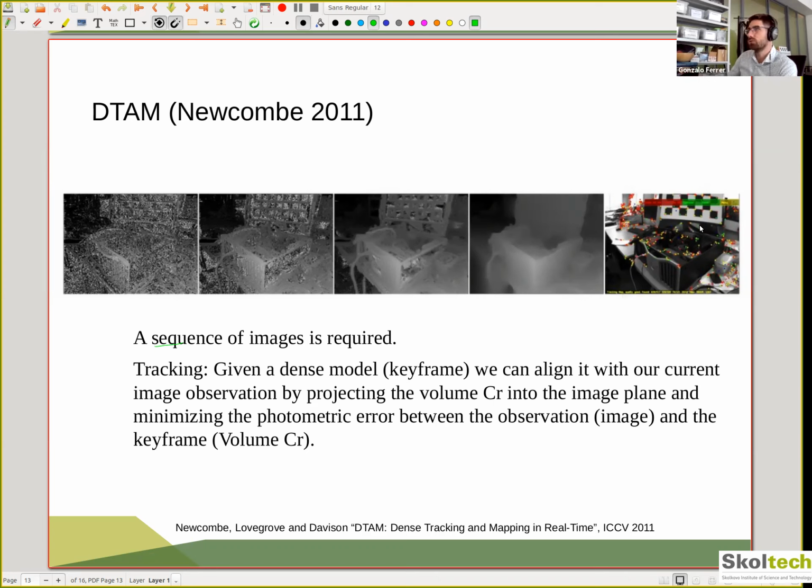So the question is, why is dense better? In some conditions it might be better, if you don't have a lot of texture. You can still get alignment information without having key points. And the overhead of this is a little more, so you need to calculate more things for sure.